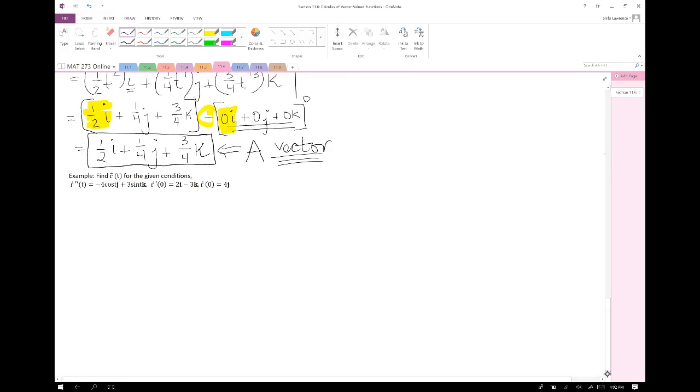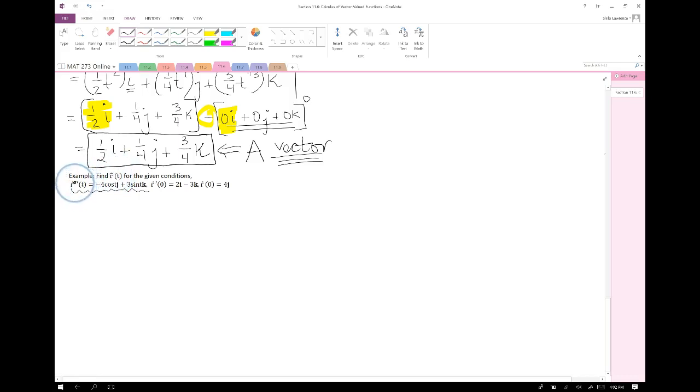So I've got one more example that I want to show you, and this kind of foreshadows what we're going to do in our next section when we talk more specifically about velocity and acceleration. What we are given here is that r double prime of t is -4 cosine t j plus 3 sine t k. And we want to find r of t. We know r double prime. We want the original r.